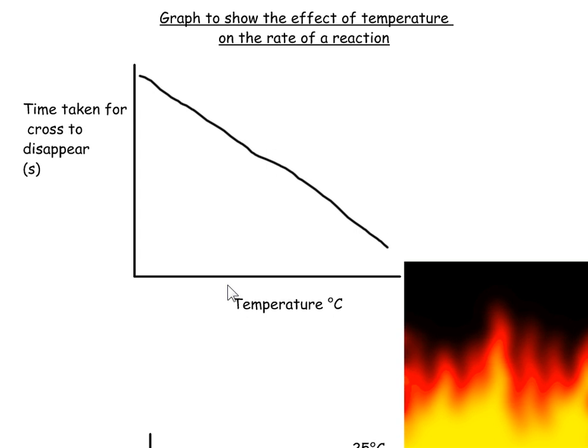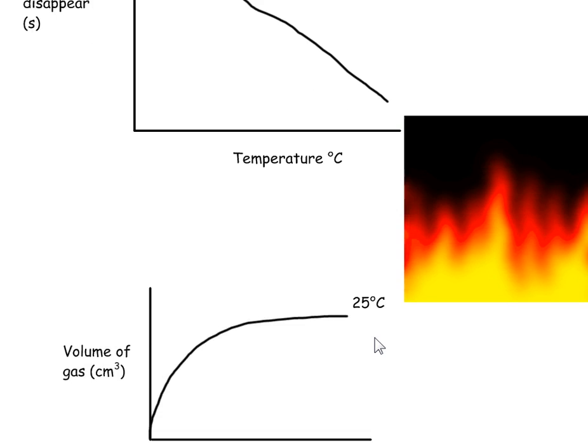Now, this is what it would look like. The temperature is down here, so if I've started at about 0, it would be a very long time for that cross to disappear, probably minutes really, about 5,000 up here. And as I increase the temperature, the quicker it would go. And here's a beautiful graphic to explain that. Right, fab. So if I describe that graph, I'd say as the temperature increases, the time taken for the cross to disappear decreases.